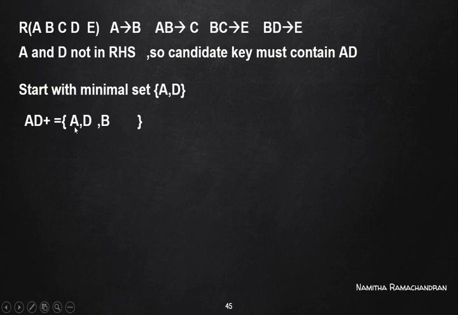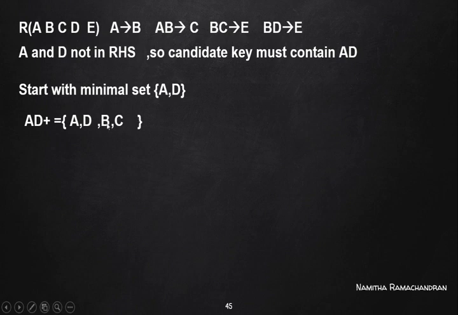Now A and B is available. Using this A and B, we can derive C. And now B and D. B and D, we can derive E, or consider this one. BC, we can derive E. Any of these. Consider this one or this one.